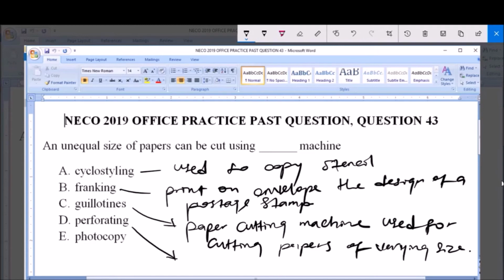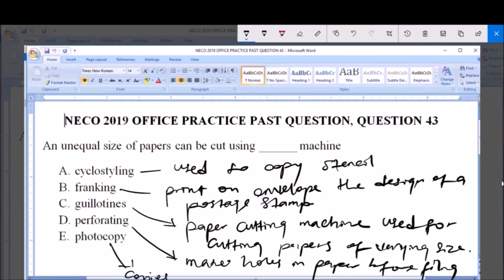Now this is perforating machine. A perforating machine is used to make holes in paper, simply to make holes in paper before filing. And E says photocopy machine. Now the photocopy machine is actually used to make copies of original documents. It is used to make exact copies of an original document.